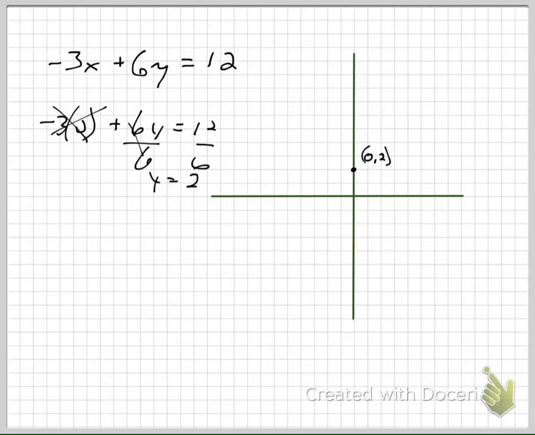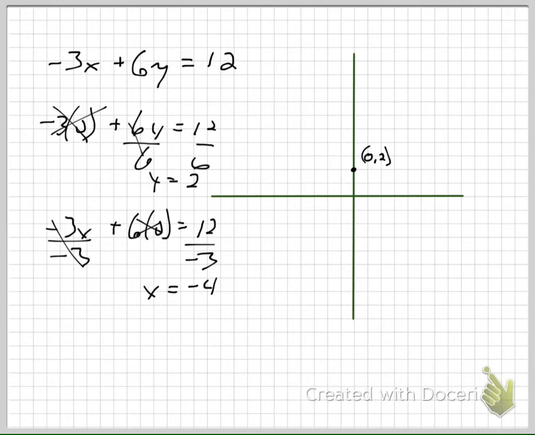I've now found the y-intercept. I now need to find the x-intercept. What's true about the x-intercept? Y is equal to 0. I need to make y be 0. So I'm going to go negative 3 times x plus 6 times 0 equals 12. They're gone. Divide by negative 3, divide by negative 3. That equals x equals negative 4. So when y is 0, x is negative 4. That is (-4, 0).